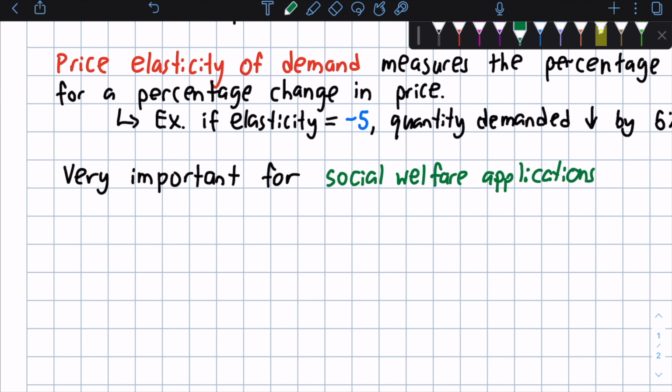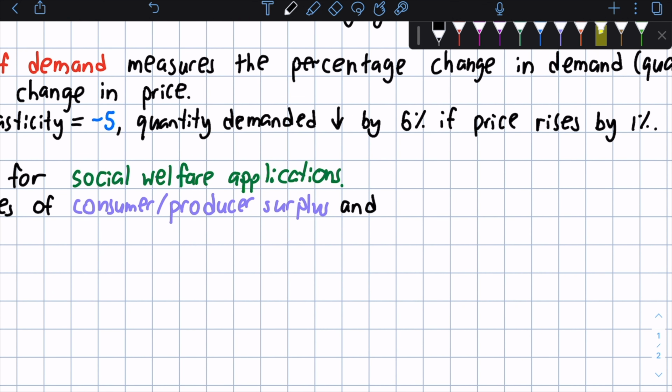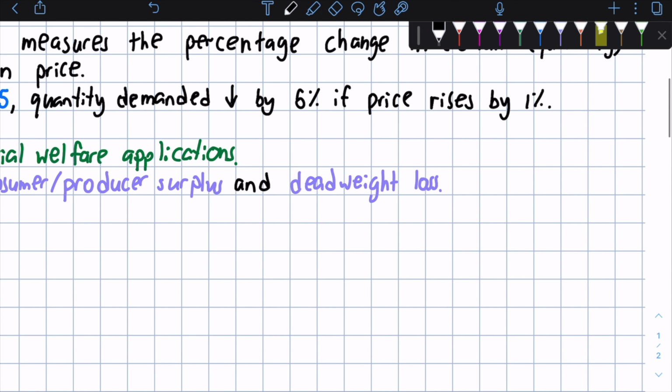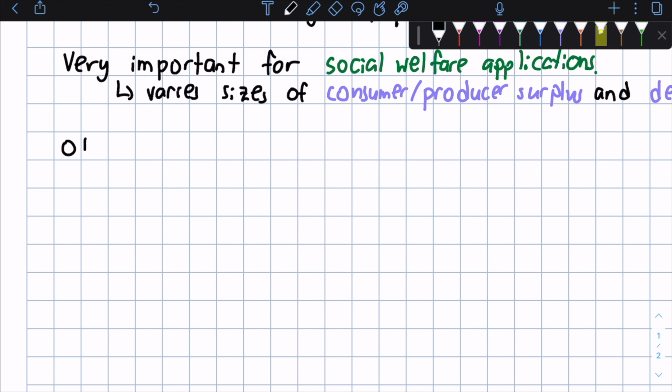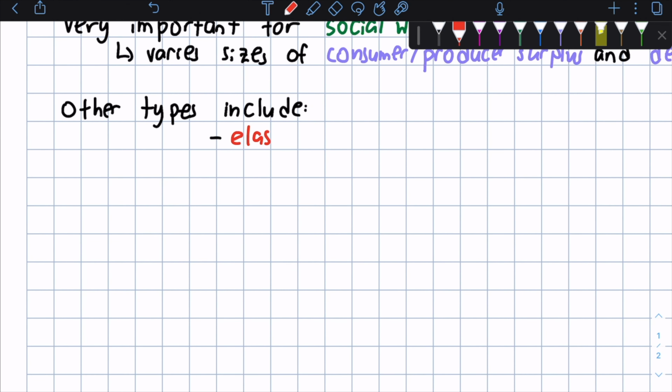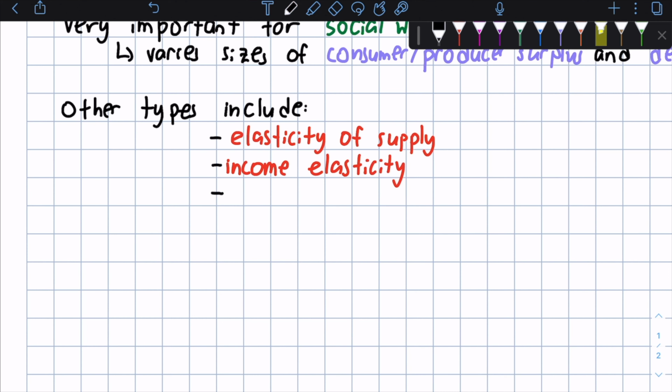This concept is also very important for many topics in economics, especially for social welfare, such as consumer and producer surplus, and the extent of deadweight loss, which we'll cover in a future video as well. Other types of elasticity include elasticity of supply, income elasticity, and cross-price or substitution elasticity, among others that are more advanced.